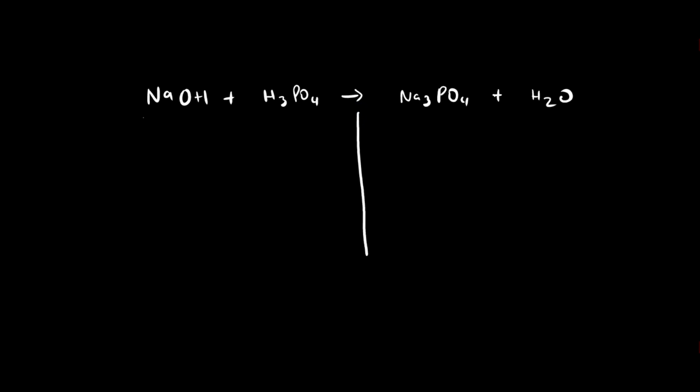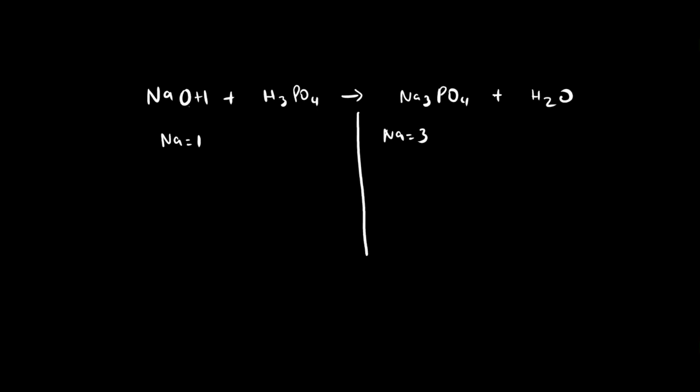We have sodium hydroxide reacts with phosphoric acid, H3PO4, to produce sodium phosphate, Na3PO4, and water. Alright, so on the left hand side we have 1 sodium and 3 on the right.